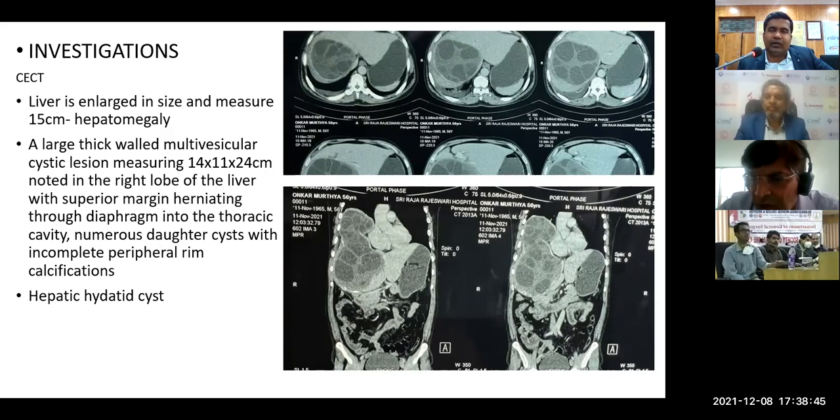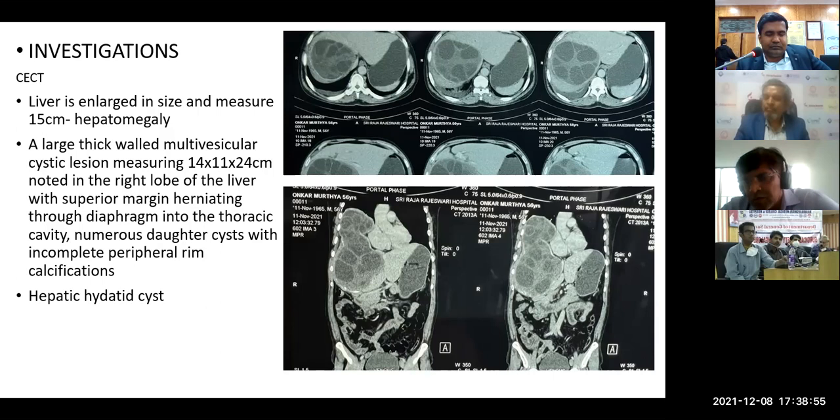So we place high-colored mops dipped in scolicidal agent, sir. We use Cetrimide 5% as scolicidal agent, sir. Okay. We evacuated the cyst cavity, sir. Then we fill the cyst cavity with Cetrimide solution for a period of 15 to 20 minutes, sir. Then we re-aspirated, sir. Then we marsupialized the cyst cavity, sir.